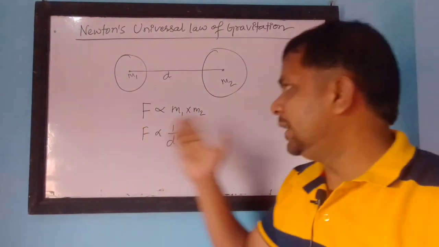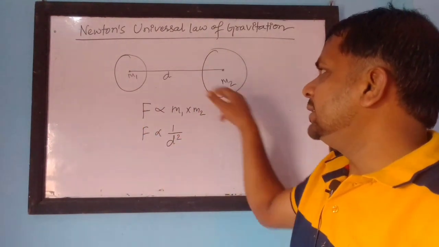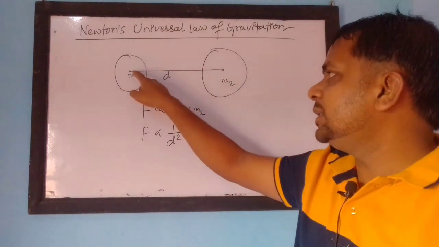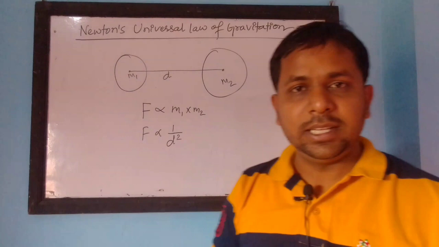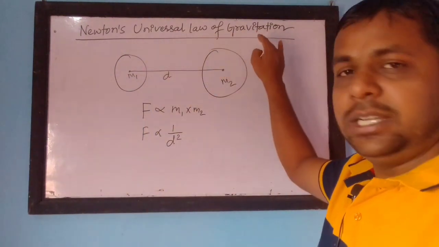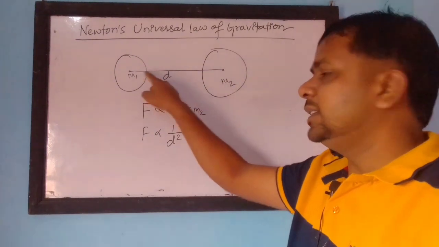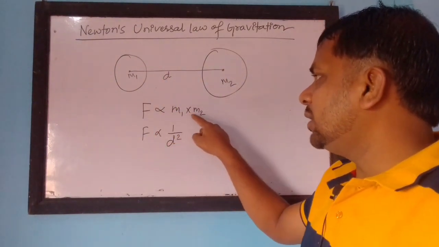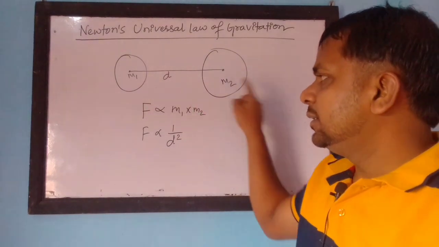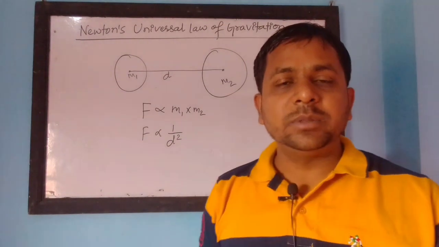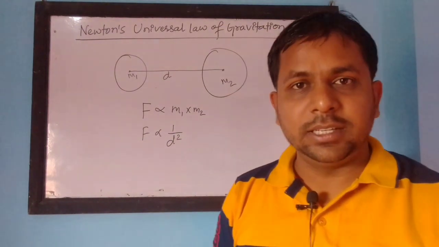Let us understand here. Suppose there are two bodies, M1 and M2 are the masses of the two bodies, and the distance between their centers is d. Then according to Newton's universal law of gravitation, the force of gravitation between these two bodies is directly proportional to the product of masses and inversely proportional to the square of the distance between their centers.